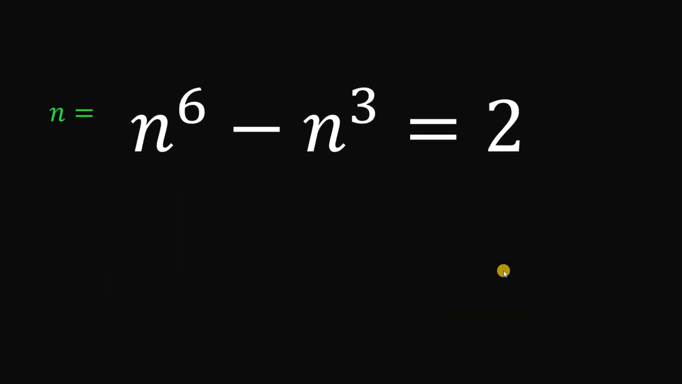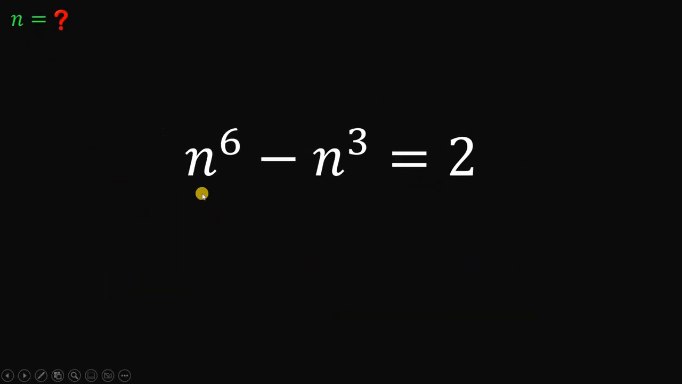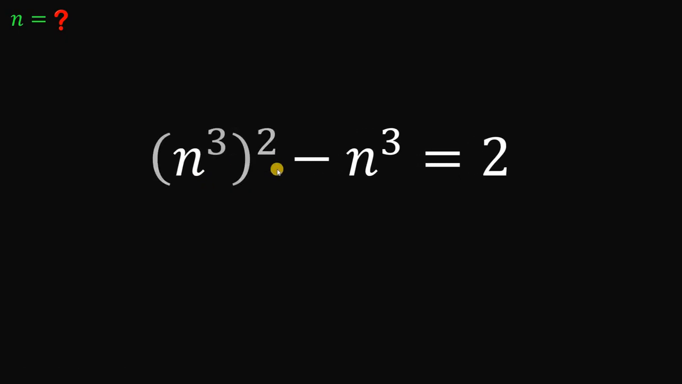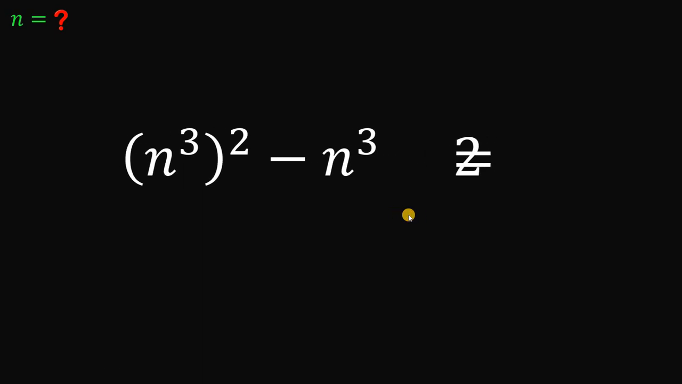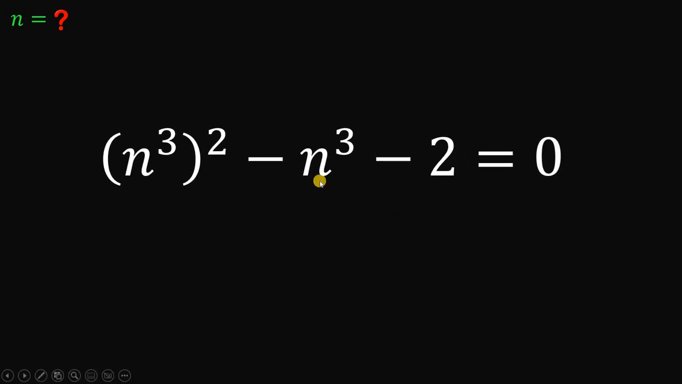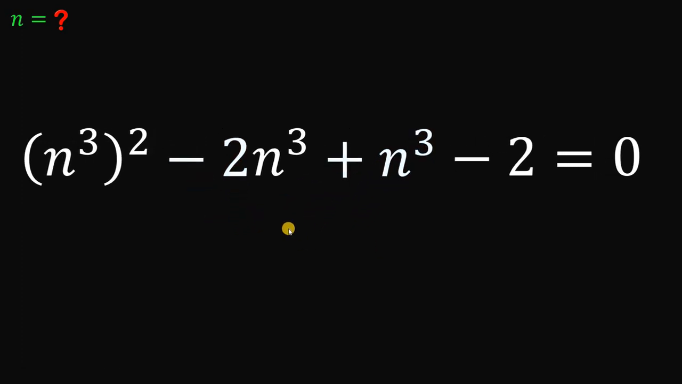So here's my solution. First thing to do is to notice this n raised to 6. This can be written as n cubed raised to the power of 2. Now, what we're going to do here is to equate this to 0 by subtracting 2 on both sides. Now, this negative n cubed can be written as negative 2n cubed plus n cubed. So we can replace negative n cubed by negative 2n cubed plus n cubed. Now, what is the purpose of doing this?